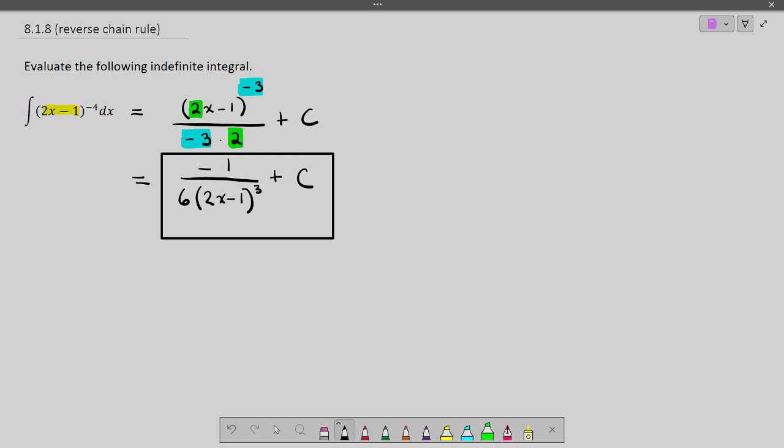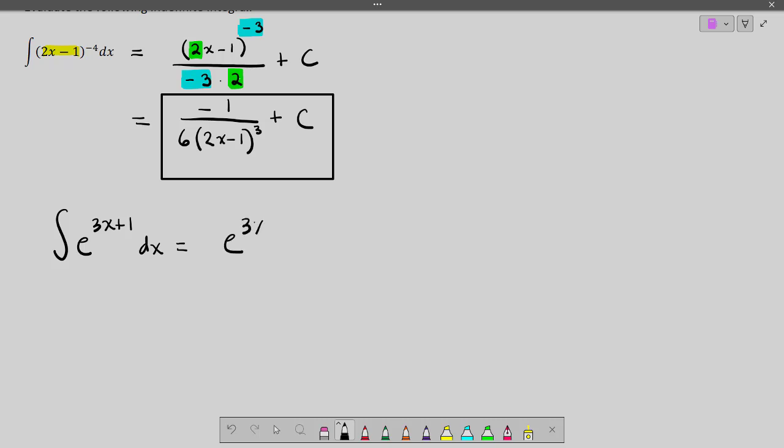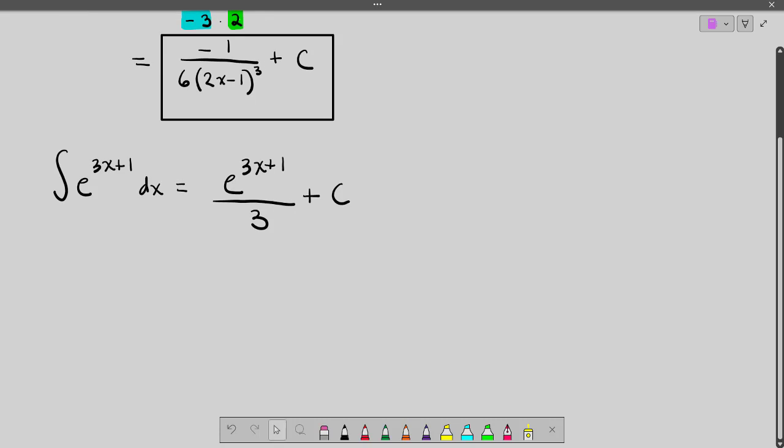So if we have something like the integral of e to the 3x plus 1. Again, that could be done with substitution, but that's linear, so we don't have to use substitution. The integral of an exponential is itself. And then the reverse chain rule, we would divide by 3 because that's the derivative of the exponent. So that is another example of it.